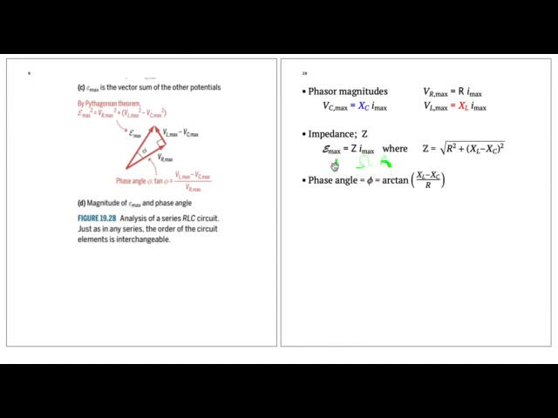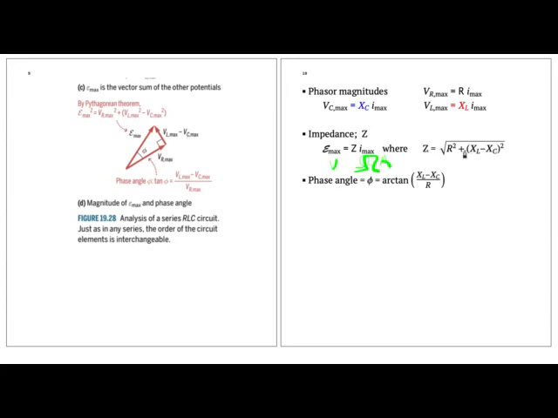EMF is in volts. I is in amps. Well, volts divided by amps is ohms. So Z is measured in ohms. Z is the resistance. But it's not just the ordinary resistance. It's the resistance plus the reactance, the difference of the two reactances combined in quadrature.